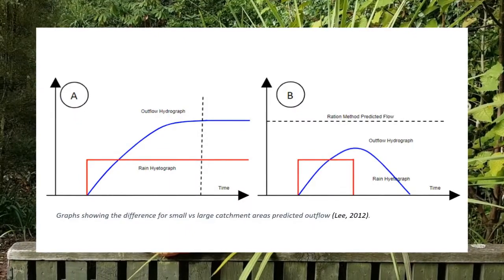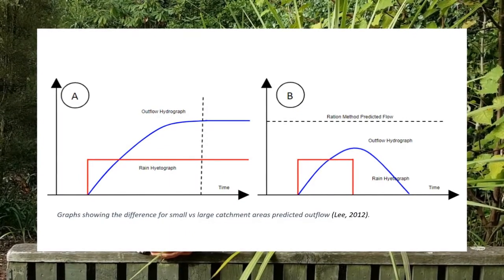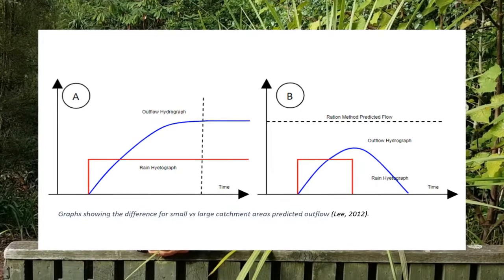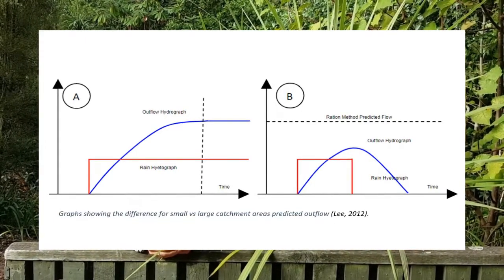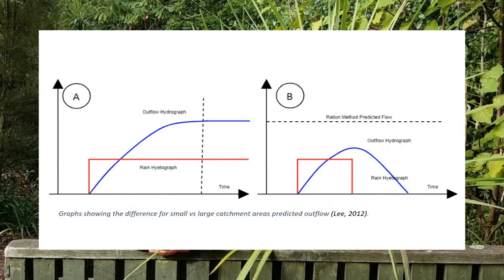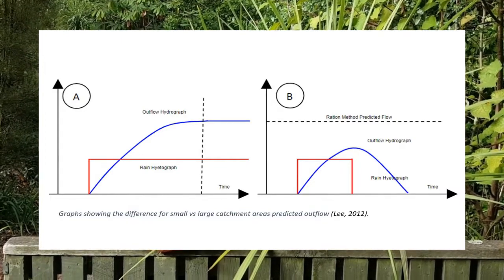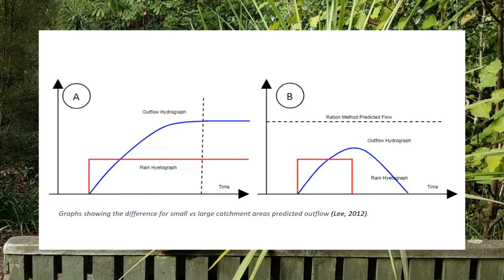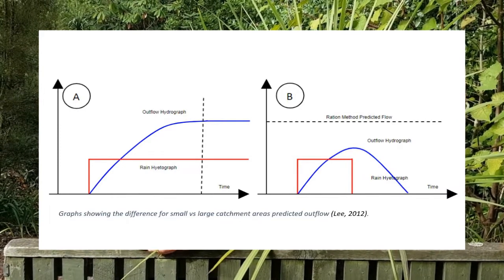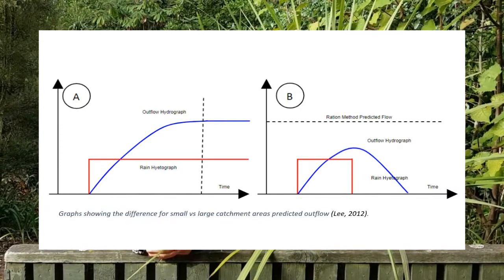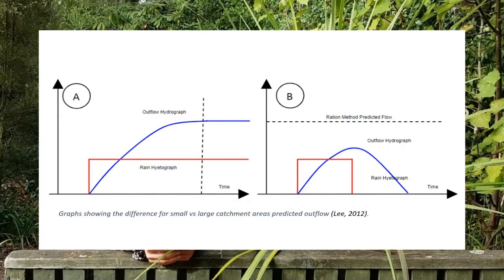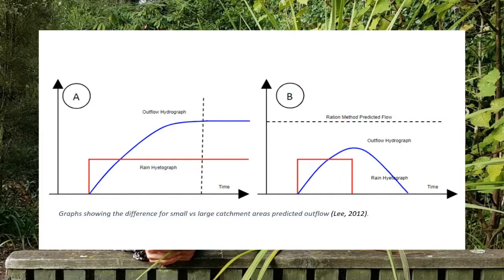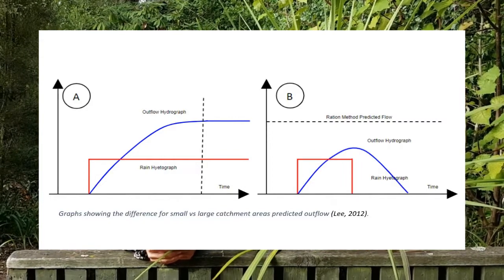The illustration is showing that in case B, that is a larger catchment, the storm event is shorter than the time of concentration, and the estimated flow from the rational method is far higher than the maximum flow of the actual event. In case A, that is a smaller catchment, smaller than 300 hectares, the storm duration is the same as the time of concentration, and the estimation is more correct.